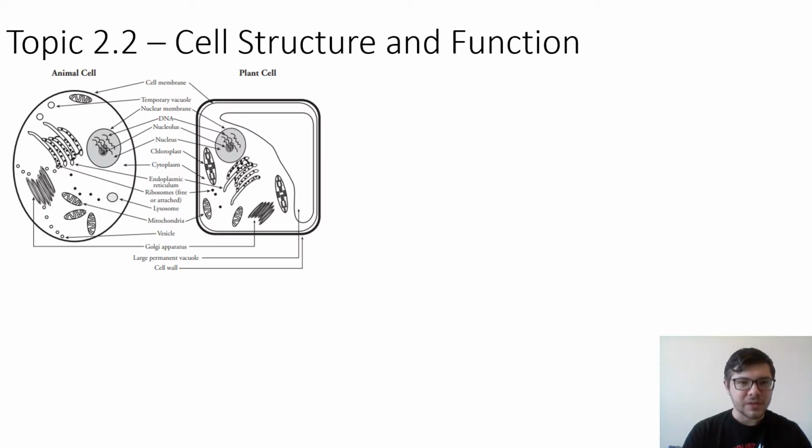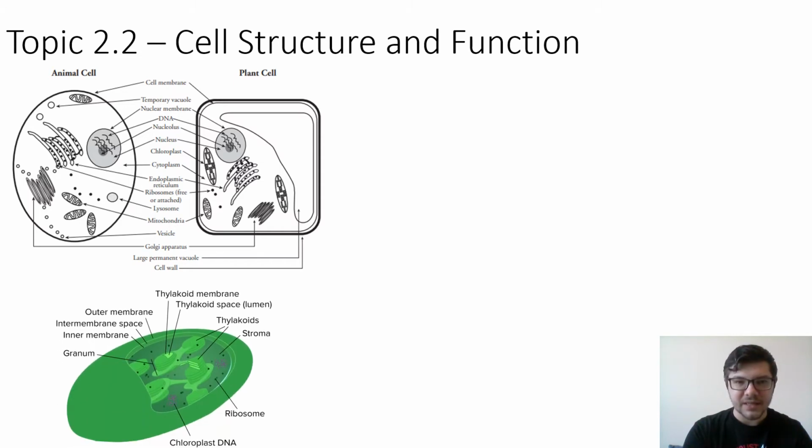So here we go. Topic 2.2, cell structure and function. This one really just talks about the same as the previous one because it wants you to go over organelles as well. Endoplasmic reticulum provides mechanical support, carries out protein synthesis, and plays a role in intracellular transport. Intracellular means within the cell, extracellular is outside the cell.